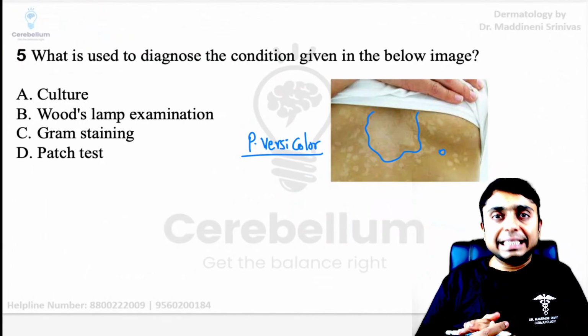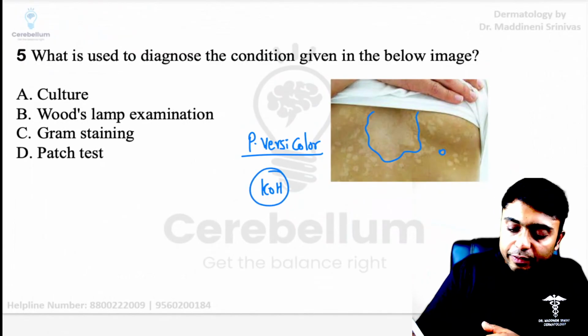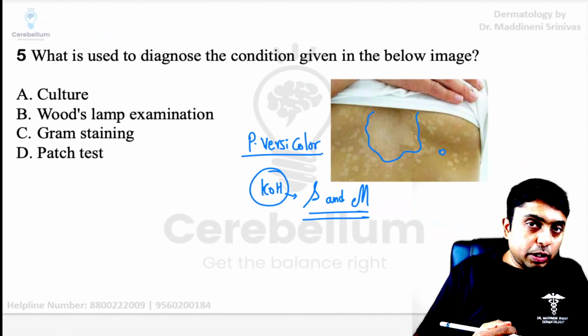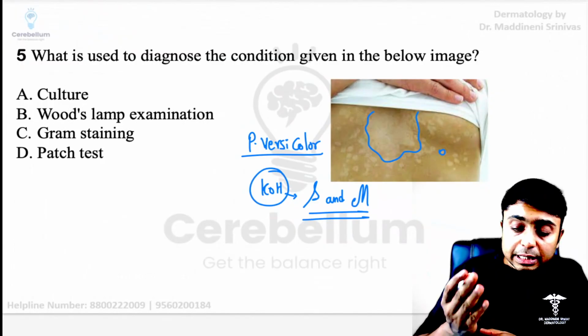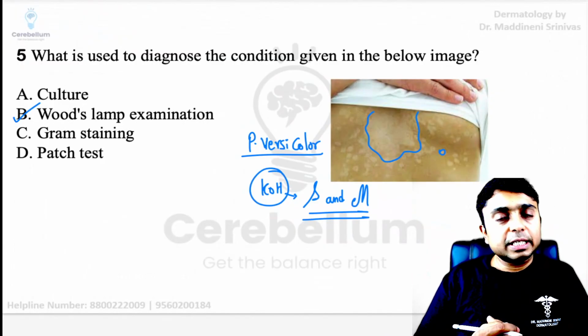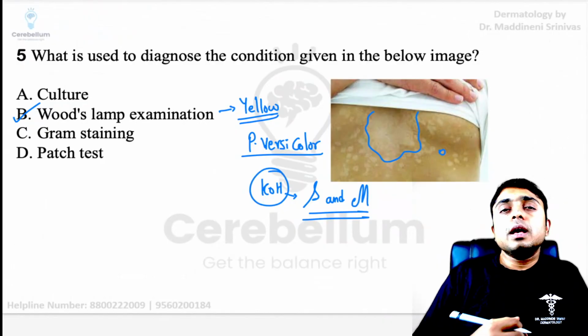And in this, I hope you all remember that we can perform an investigation which is called potassium hydroxide, in which we are going to see a spaghetti and meatball appearance. But in the options, you are able to see that KOH is not mentioned. So please remember Wood's lamp examination is going to help us in diagnosing this P. versicolor, which is going to show a yellow colored fluorescence. A yellow fluorescence can be seen.